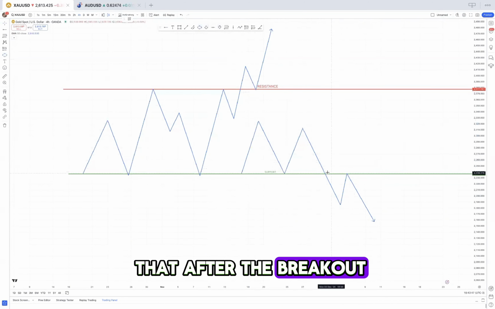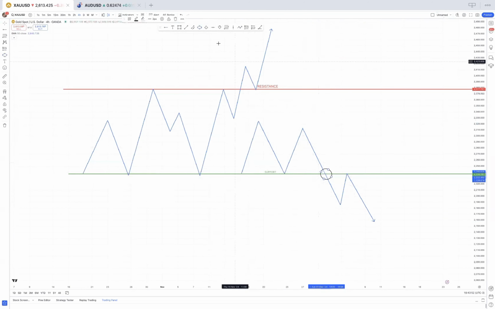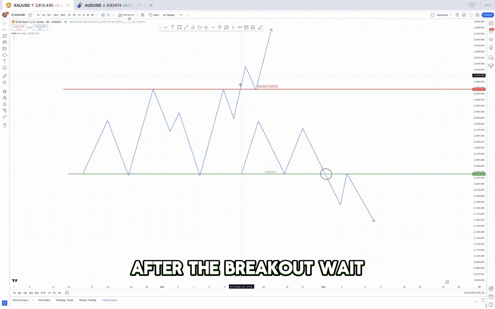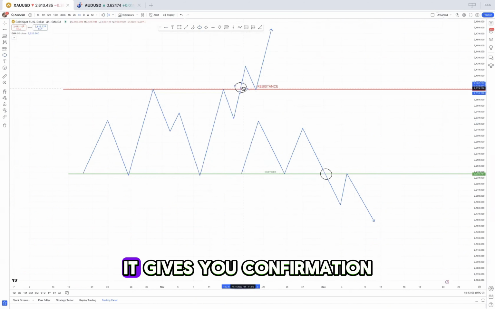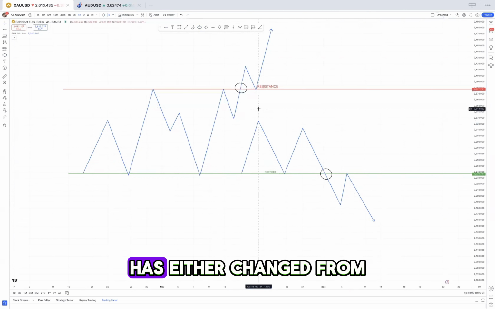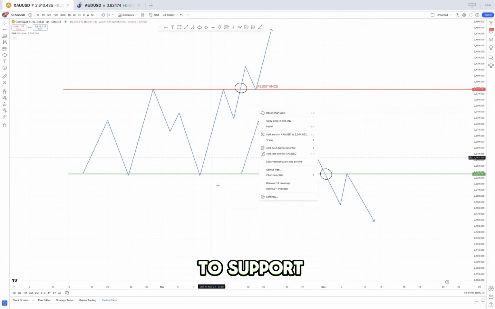After the breakout, wait for the retest. Immediately the retest happens, it gives you confirmation that this area has either changed from a support to resistance or from a resistance to support.